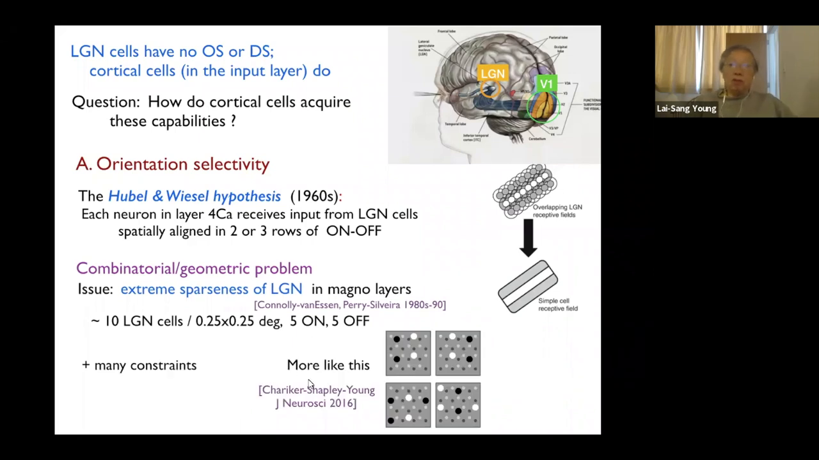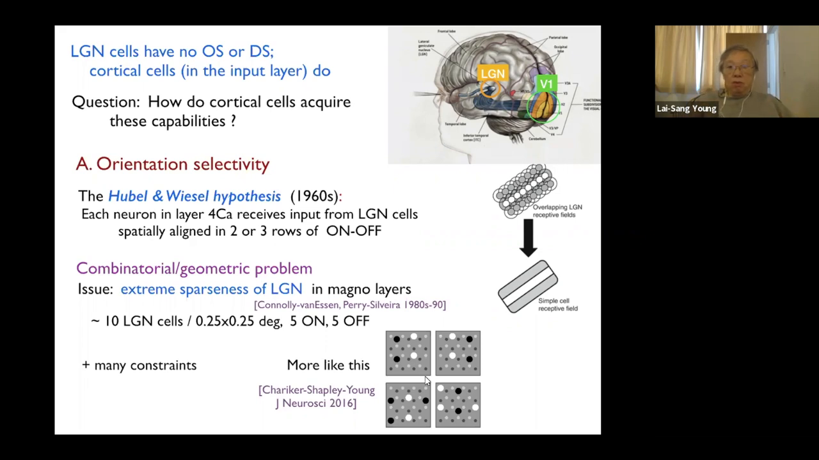Long story short, it is more or less possible, but it looks more like this rather than like that. So this is one row of off cells and one row of on cells, and maybe this is three. Because of the sparseness of LGN in the magno pathway, the parvo is a bit different, it's really not possible to form the really long rows that we had imagined. Some people think there are a couple more cells than this, but not a whole lot more. So this is what a connection looks like.